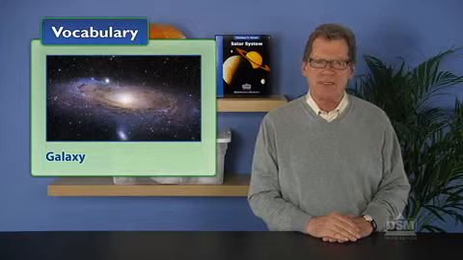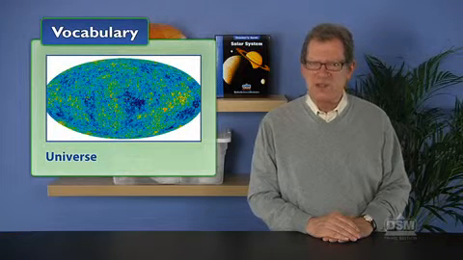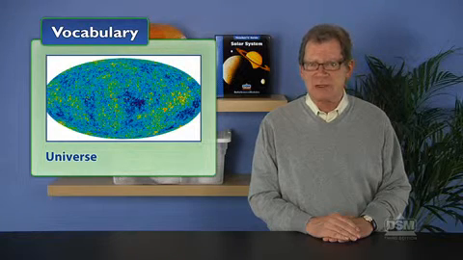Next, introduce the term galaxy to the class as a massive, swirling cluster of stars. Let students know that there are countless galaxies in space and that each one consists of billions of stars. The galaxy to which our solar system belongs is called the Milky Way. Finally, introduce the term universe to the class and explain that a universe consists of all the galaxies and the other matter and space that surrounds them.